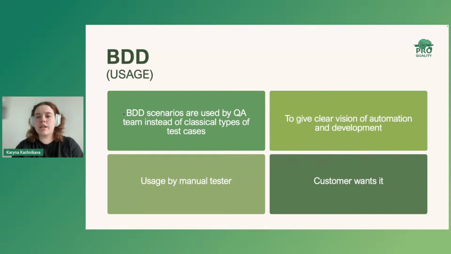BDD scenarios are used by the QA team, and can be used by the QA team instead of classical types of test cases. Also, these test scenarios can be created and used by manual testers. When we need to provide a clear reason for automation and development, it's easy to use such an approach for creating cases and scenarios. And sometimes the customer wants to use this approach.